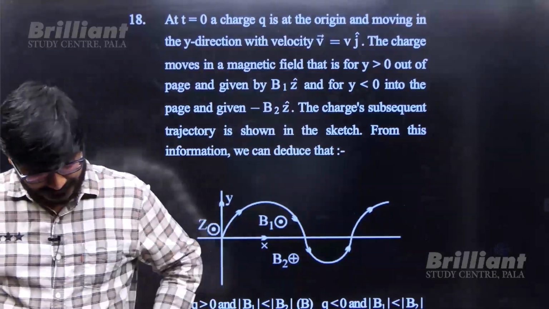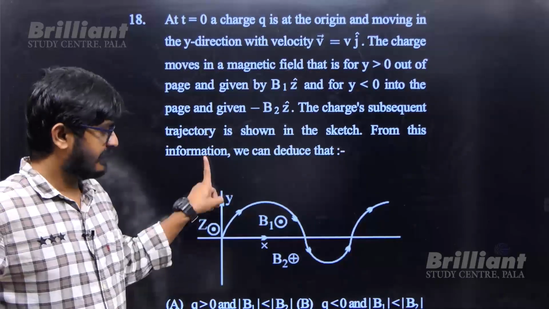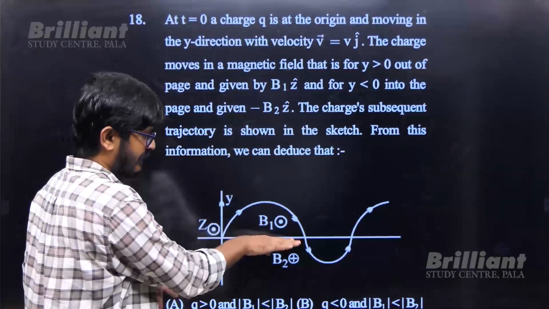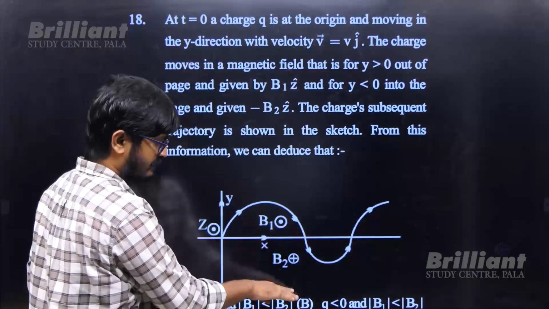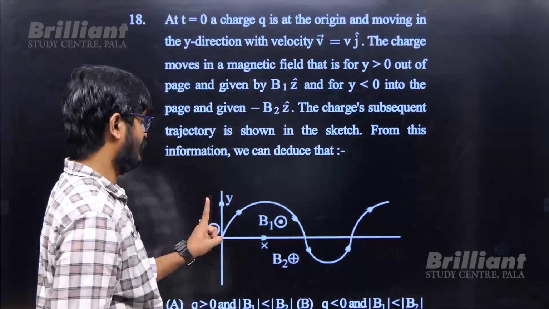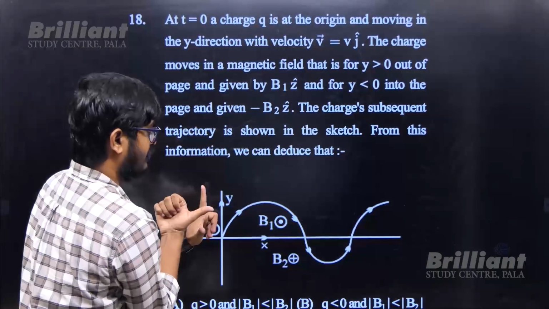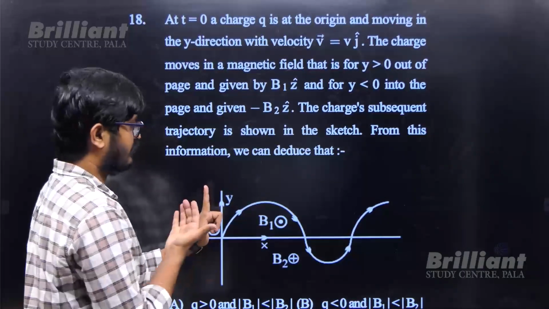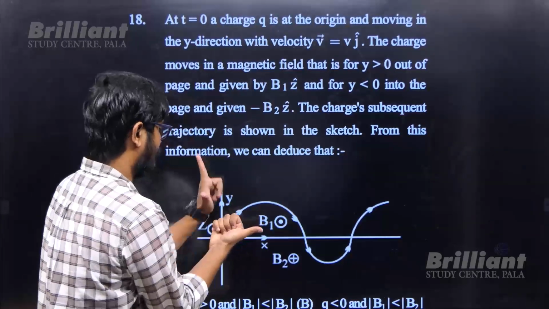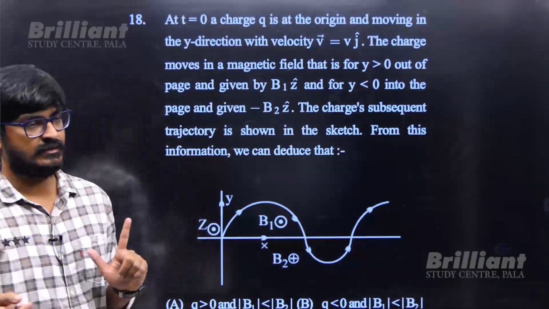In the next question, at t equal to 0, a charge q is at origin and is moving along negative y direction. So magnetic field in the above region is this direction, magnetic field in the below region is this direction. So you are throwing some particle like this and magnetic field is this way. So v bar cross b bar. If it is a positive charge, the force will be in this direction. So if there is a force in this direction and velocity in this direction, it will be performing a circle like this. So from here you can conclude the charge is positive.